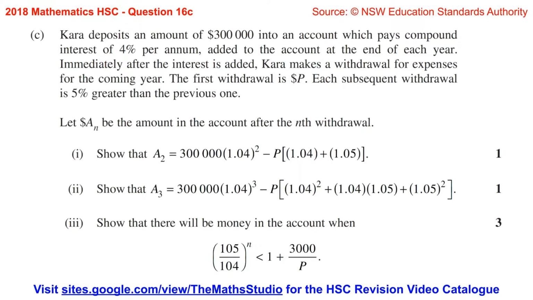Let A_n dollars be the amount in the account after the nth withdrawal. Part 1. Show that A2 is equal to 300,000 multiplied by 1.04 to the power of 2, minus P multiplied by 1.04 plus 1.05.